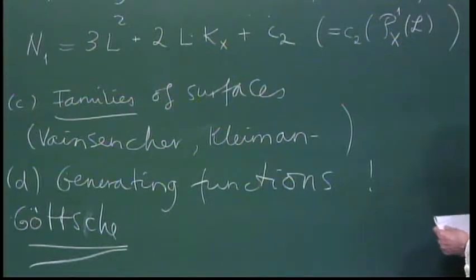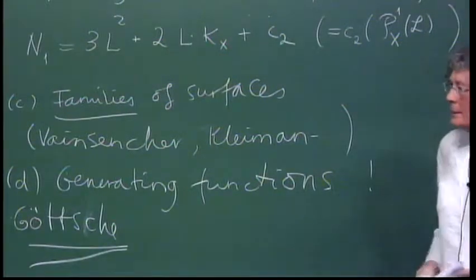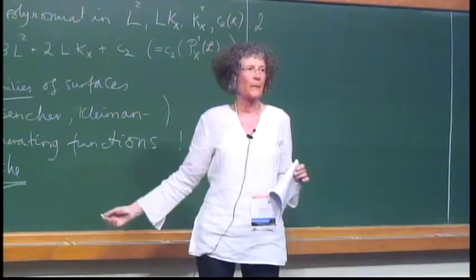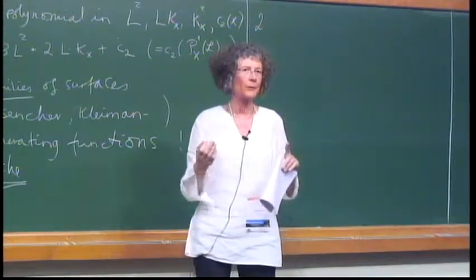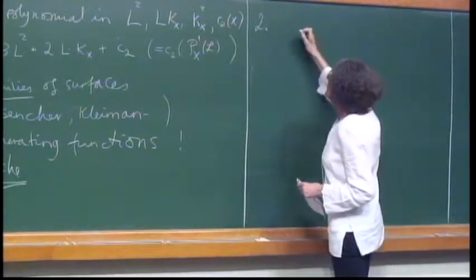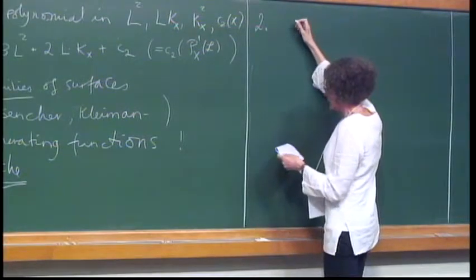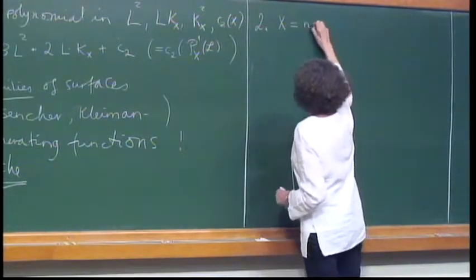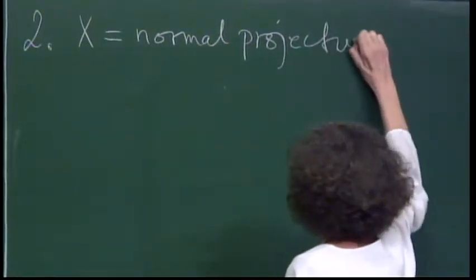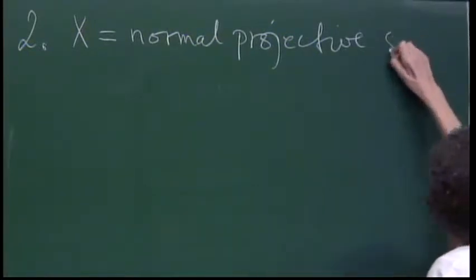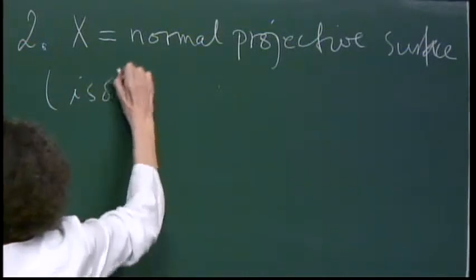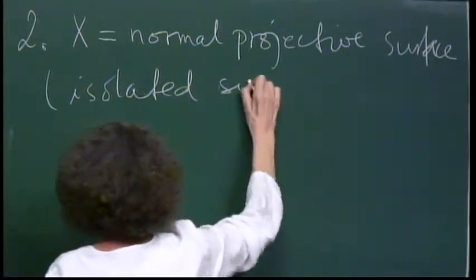Okay, so now, this is all well as long as the surface you work on is smooth. So now what if the surface has singularities? So let's consider now a surface. X is now a normal projective surface. So it means it has isolated singularities only.